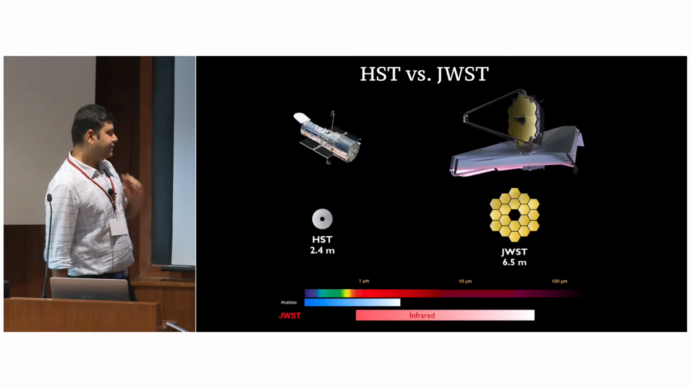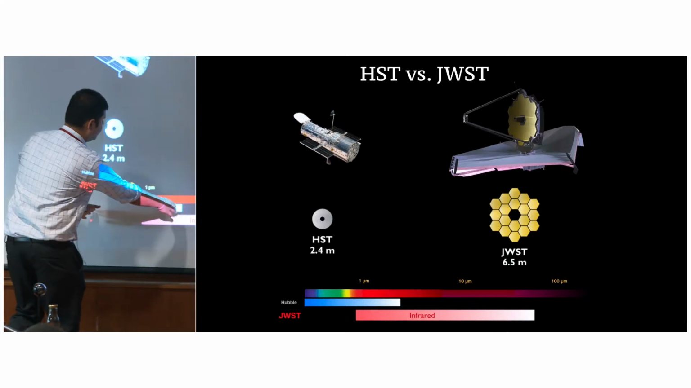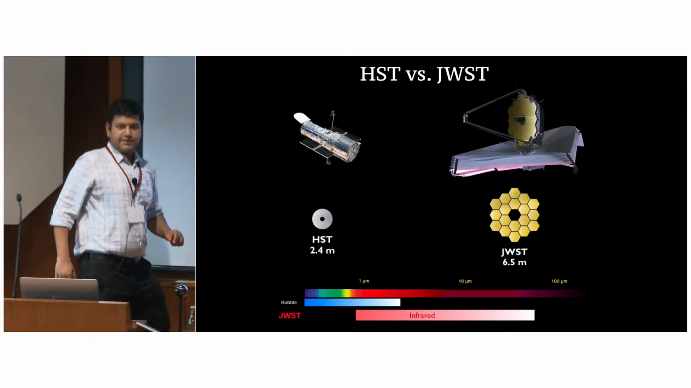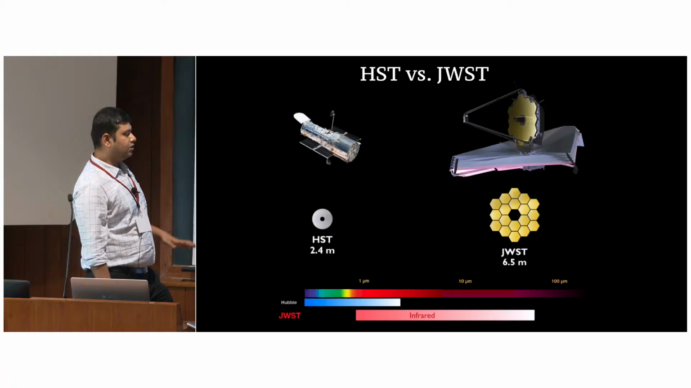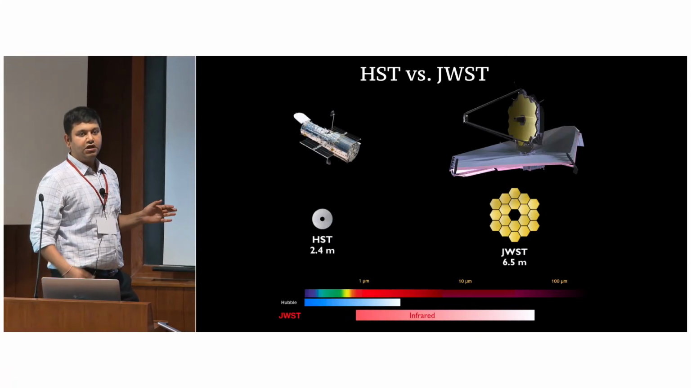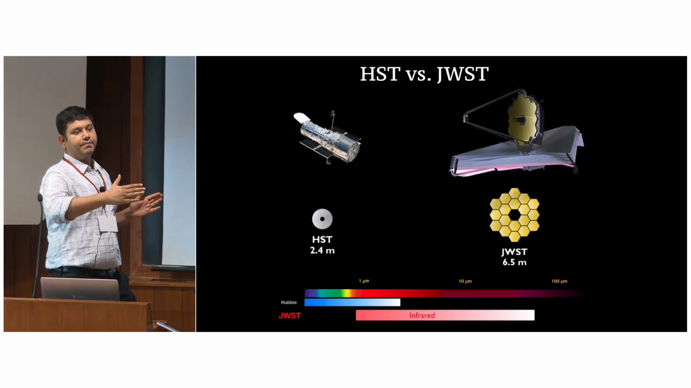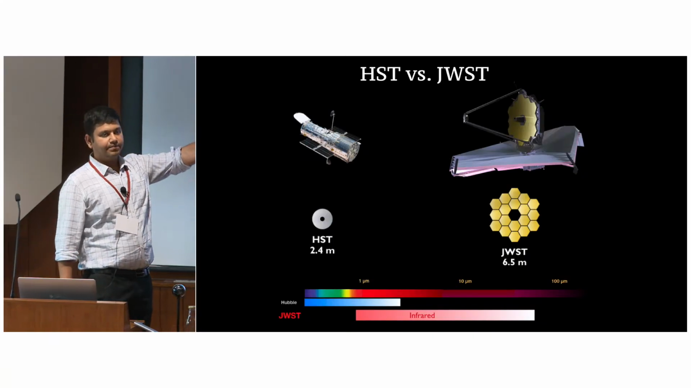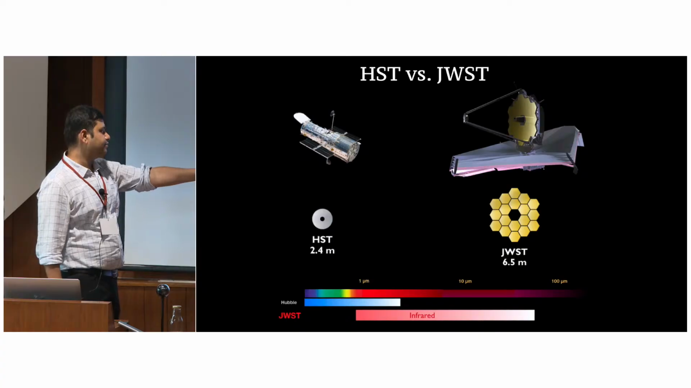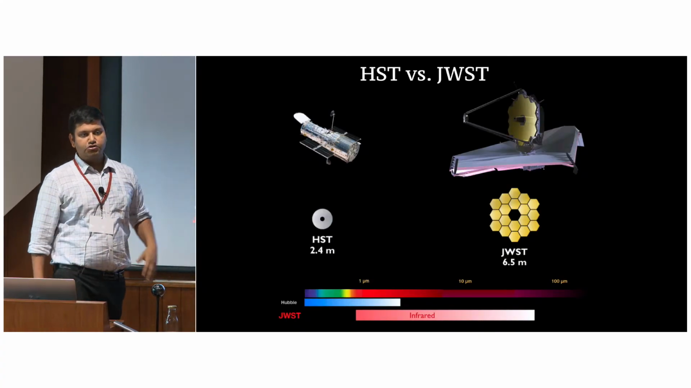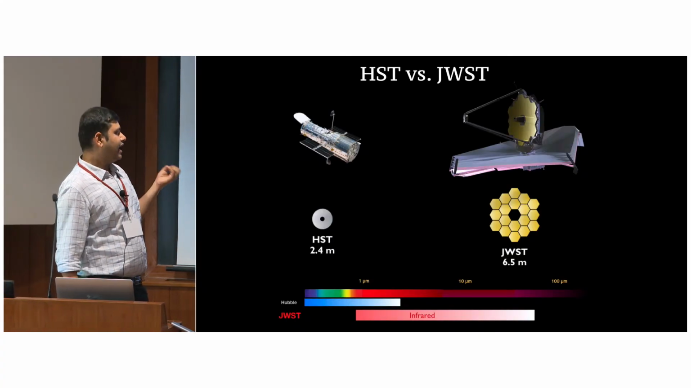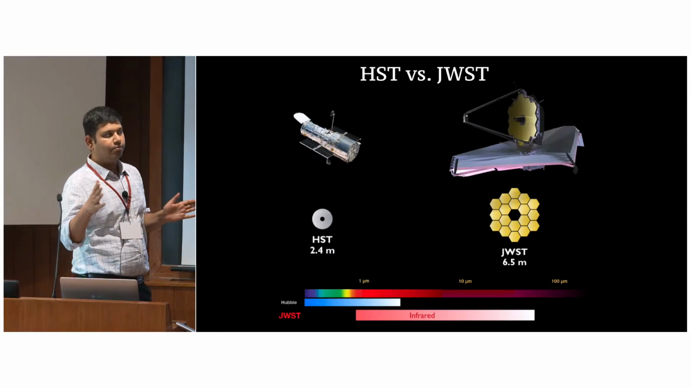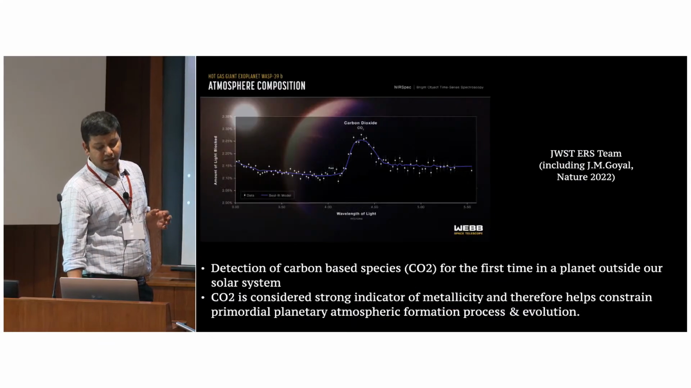With Hubble Space Telescope, we were restricted to 1.7 micron. Now with James Webb Space Telescope, we have access all the way to 28 micron. Because of that, we can measure many more molecules that are present. Plus the mirror size is also very big, 6.5 meter compared to 2.4 meter, so your signal is very high. This leads to very high signal-to-noise ratio observations and much larger wavelength coverage.